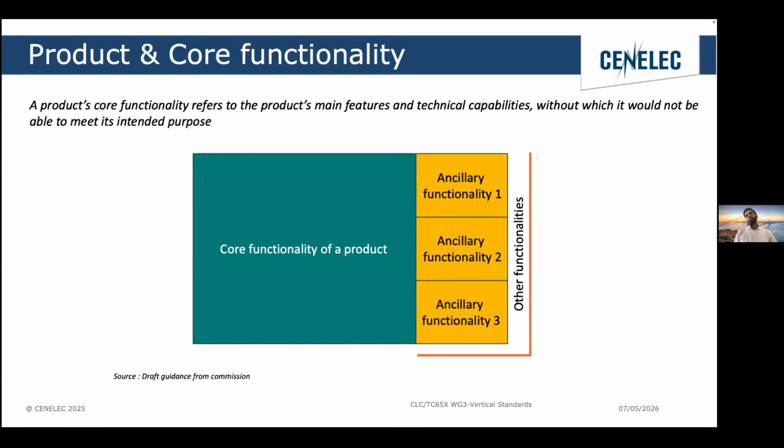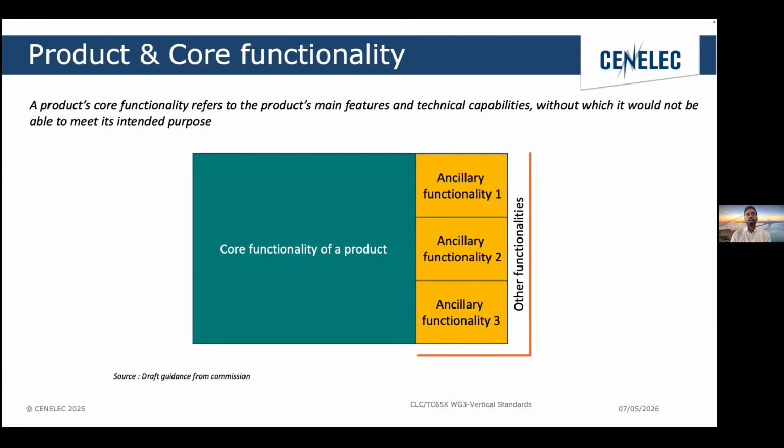So keeping in mind what a broad vertical is and how it is developed, now we also need to develop the vertical standards. To understand this better, we go directly into this diagram. I hope this diagram is familiar, because it can be seen from the draft guidance from the commission. It explains what the core functionality is, what the ancillary functionality is, how the core functionality is supported by the harmonized standard, what the presumption of conformity is, and so on.